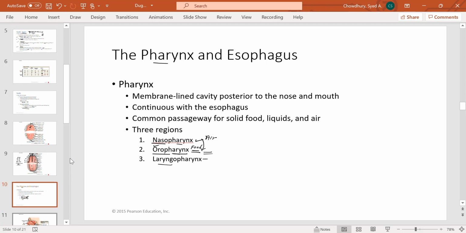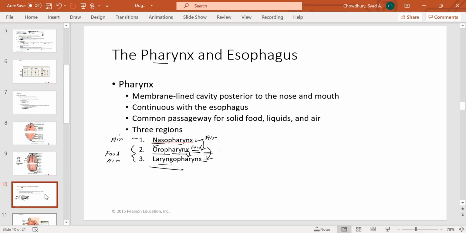And next is the laryngopharynx. This is also common because food from the oropharynx enters into the laryngopharynx and air also enters into the laryngopharynx. So those are the 3 parts of the pharynx. These 2 are common for food and air, but this one only for air. Food should not enter into it.